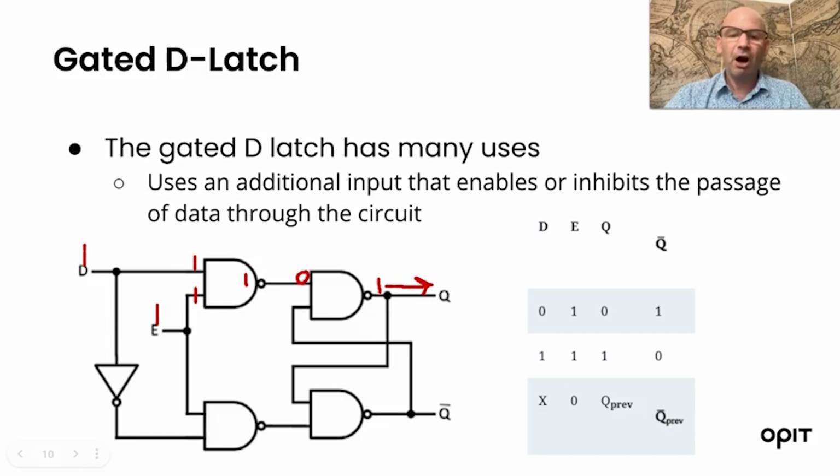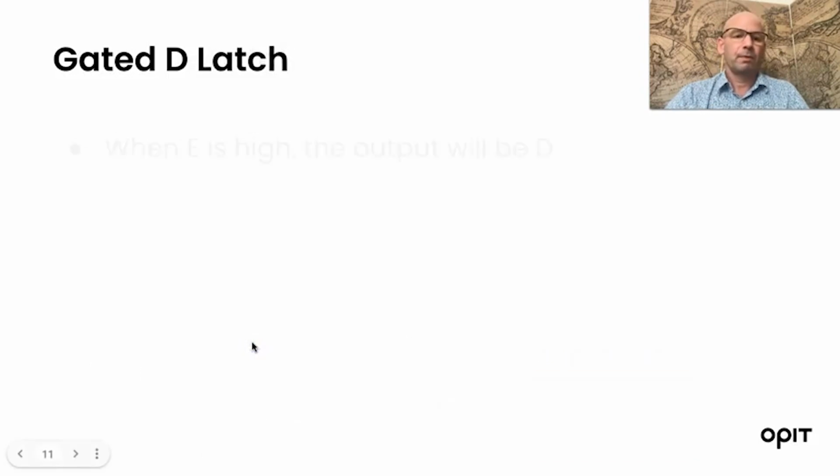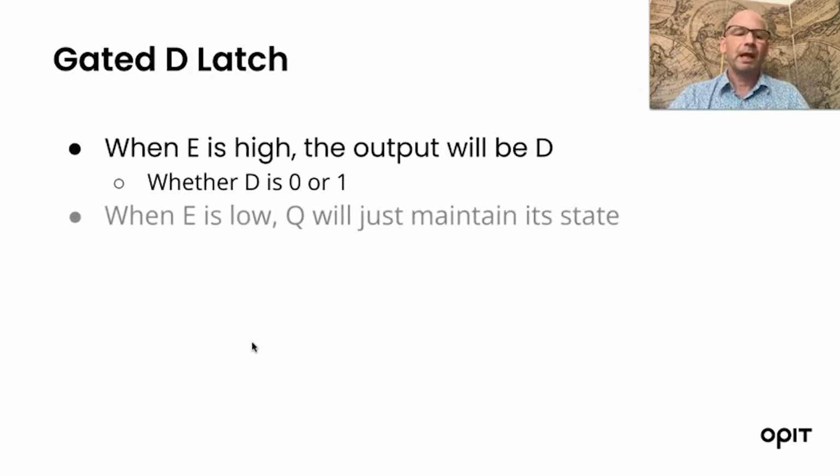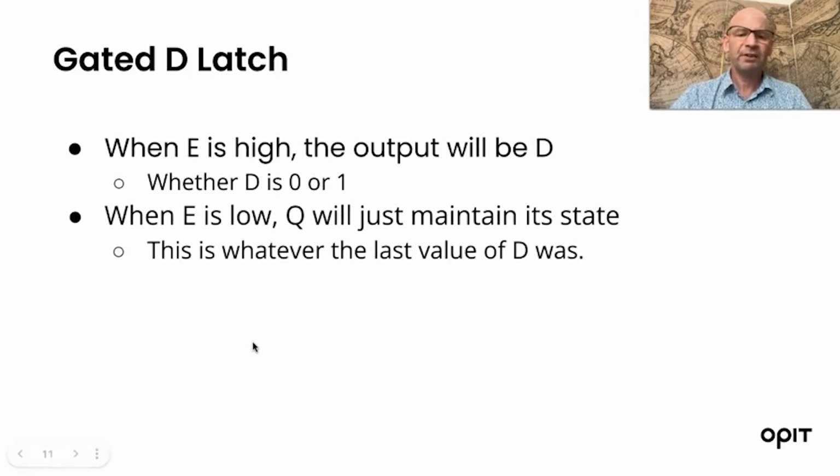Now, if E is turned off, whatever the state of D was the last time is maintained, and that's why it's called the gated D latch. So when E is high, the output will be D, whether D is 0 or 1. And then when E is low, Q will just maintain its state, which is whatever the last value of D was. Similar to what we saw with the SR latch, the gated D latch works in the same fashion.